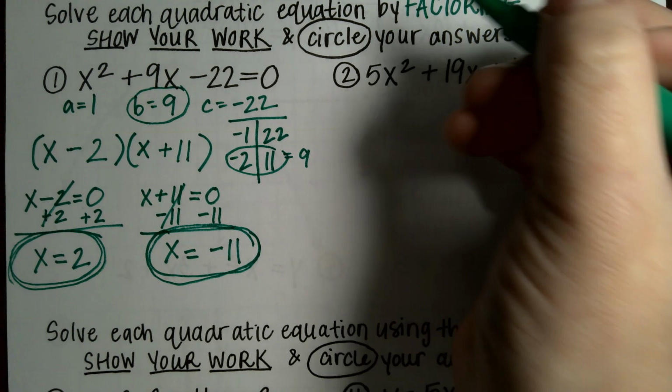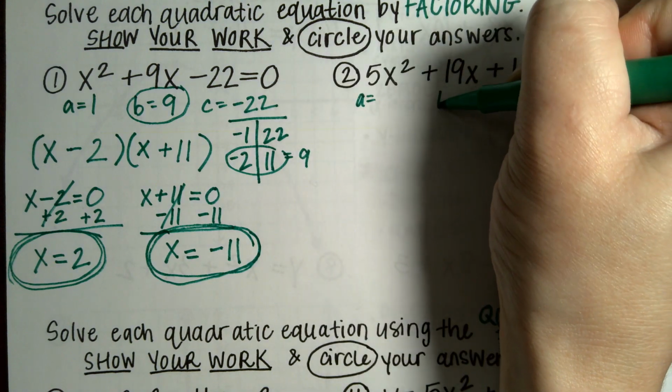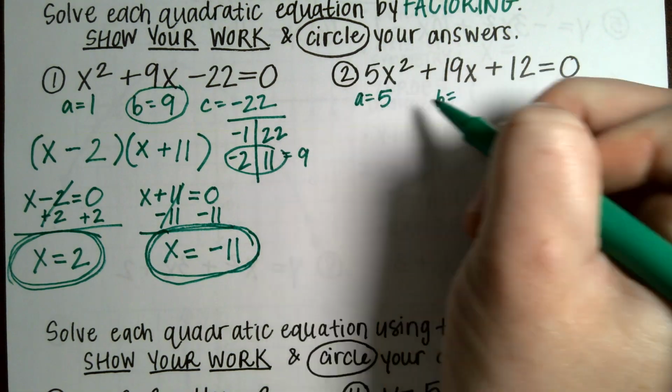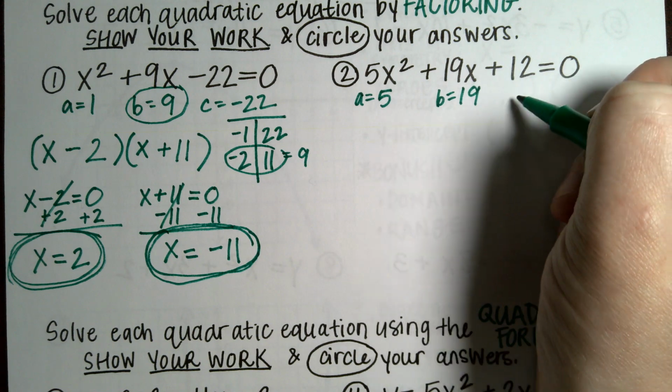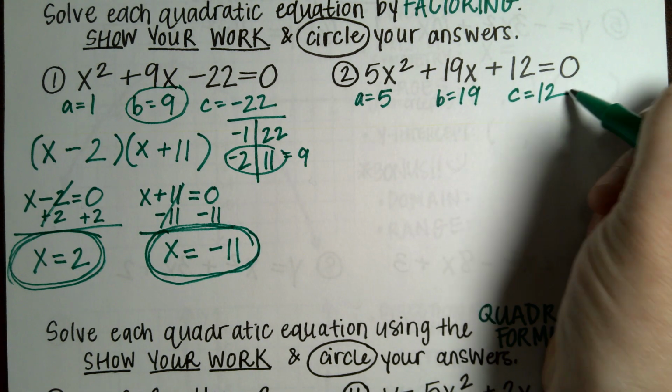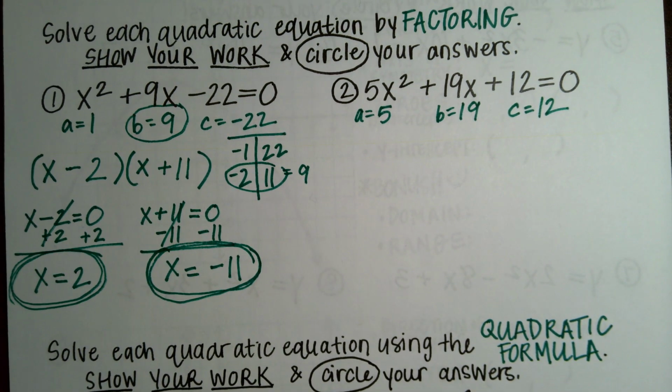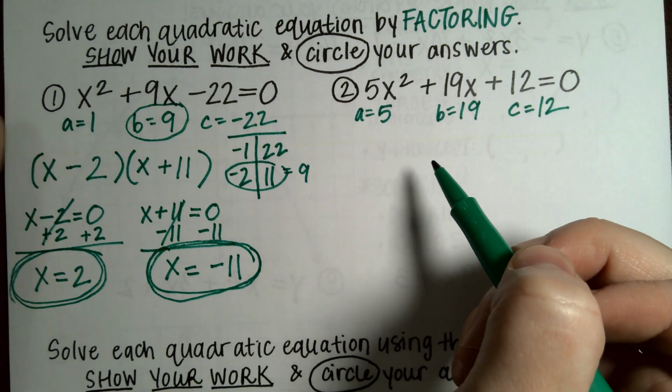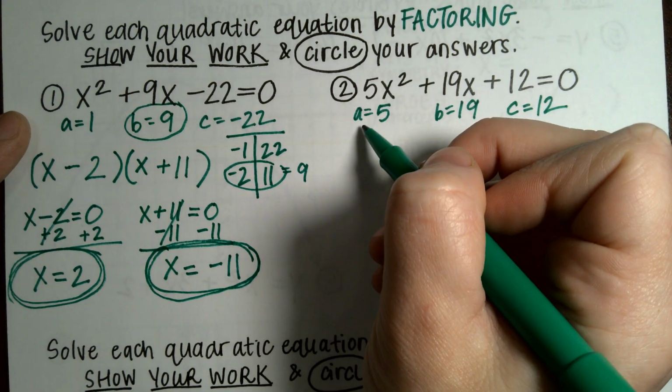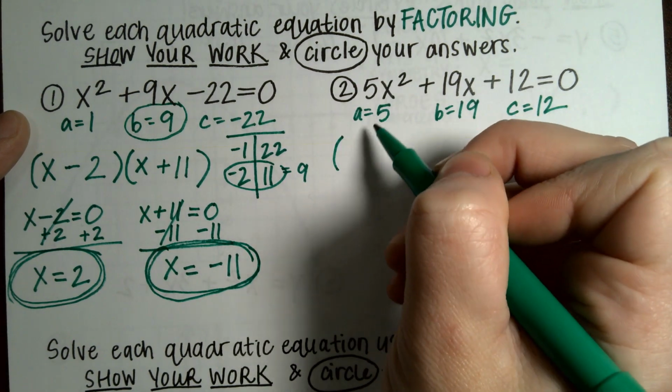A, B, and C. Identify A, B, and C. What is my A? 5. My B? 19. Good. My C? 12. Okay. What is something that I should check for if A is greater than 1? Is there a GCF here? Is there any greatest common factor? No, there's not. So what does that mean about what's going to be in my parentheses? Just 5. Yes, A needs to be in my answer.